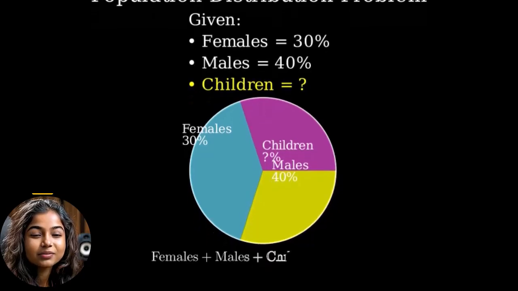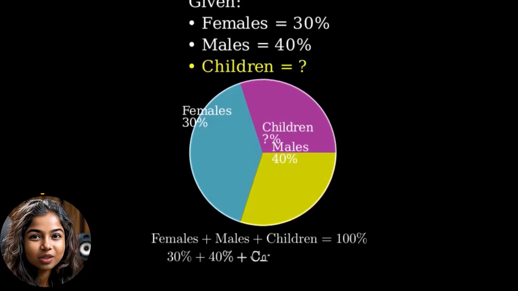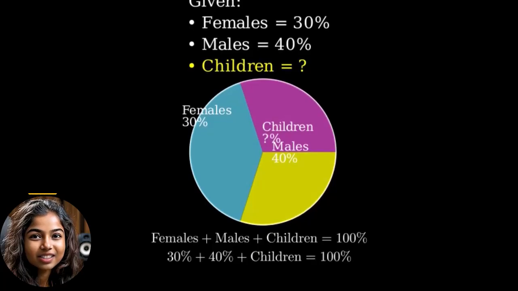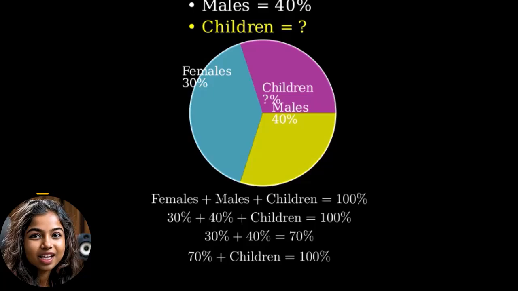To find the percentage of children, we know that all percentages must add up to 100%. So we can write females plus males plus children equals 100%. Let's plug in what we know. 30% plus 40% plus the unknown percentage of children equals 100%. First, let's add the percentages we know. 30% plus 40% equals 70%.